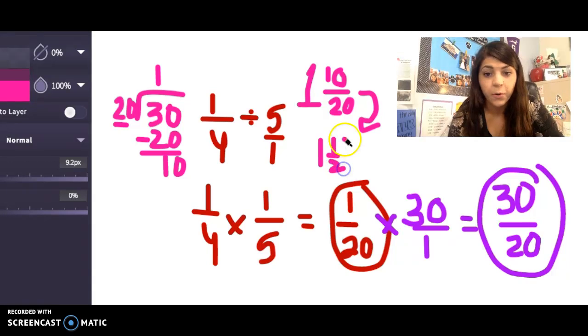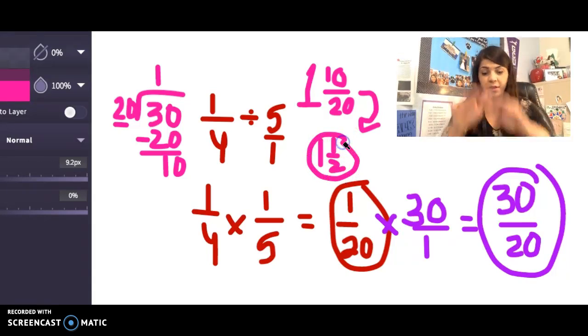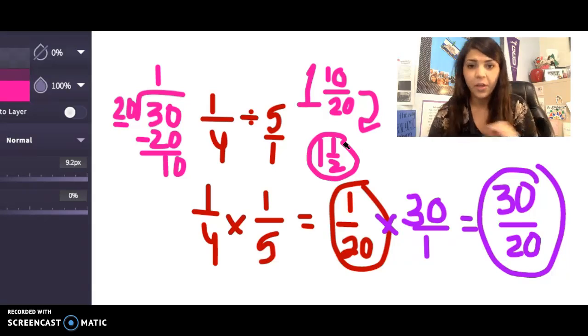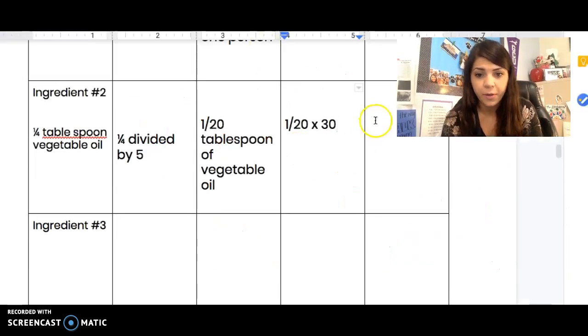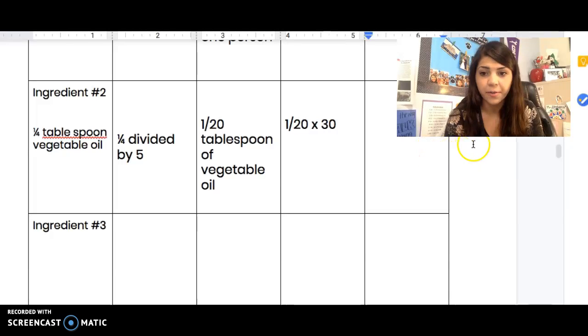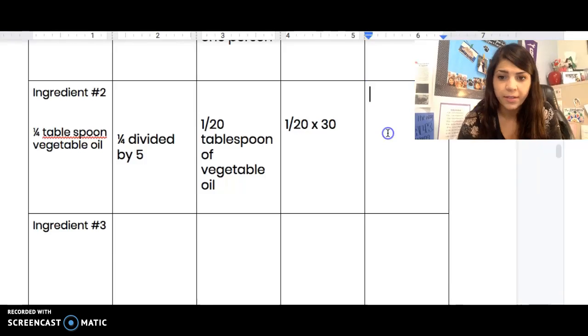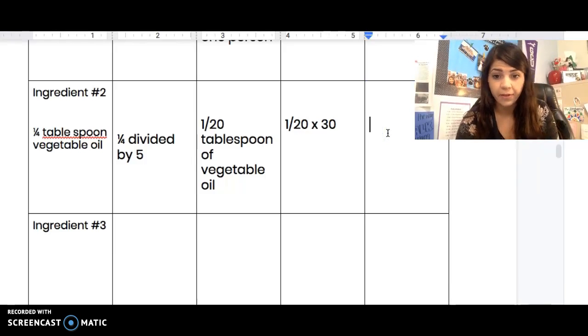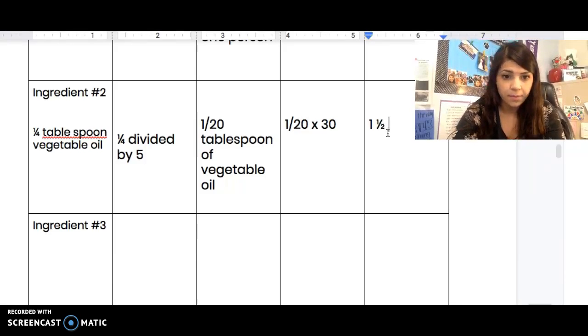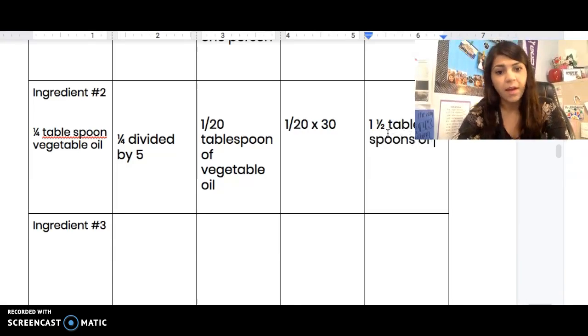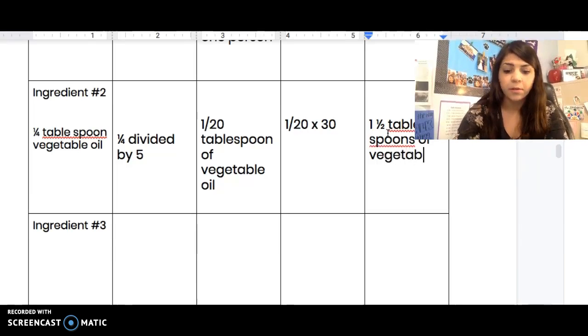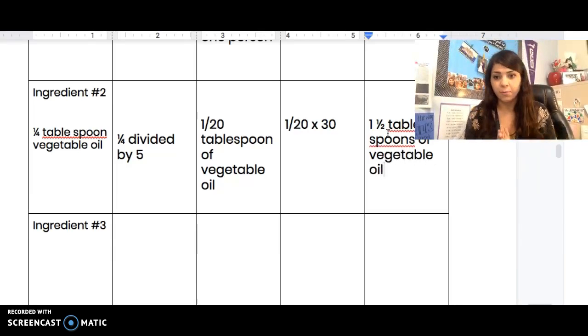If you have something crazy complicated like mine, you need to make sure that when you go back into your little sheet here, you are writing down all your math for this first of all, and then that you put 1 1/2 tablespoons of vegetable oil.